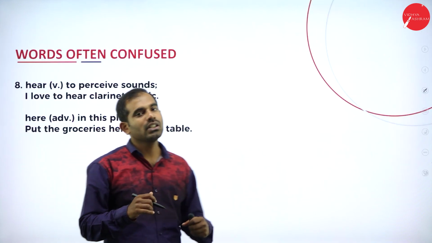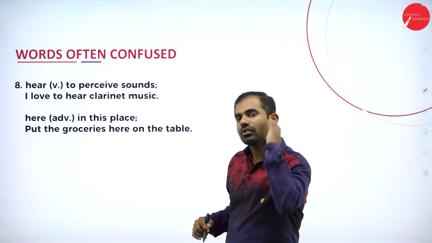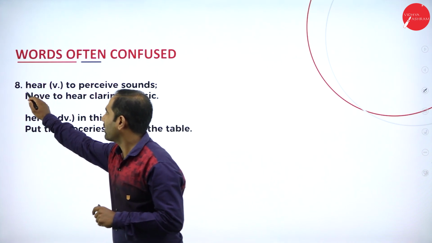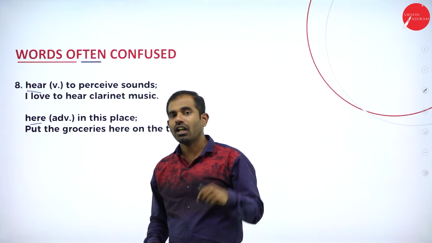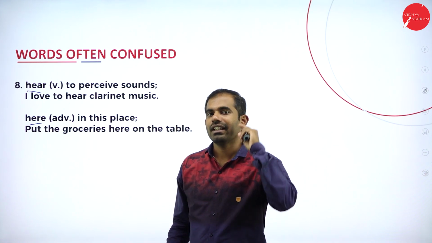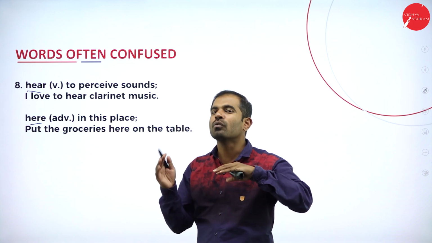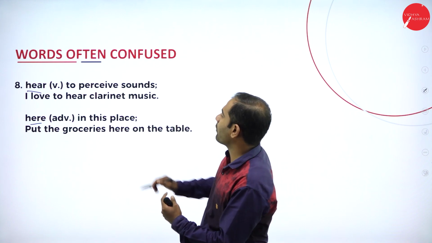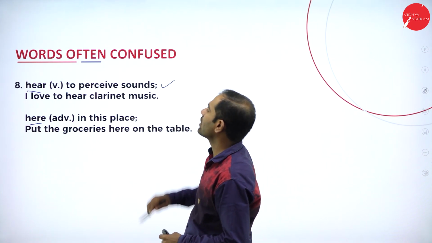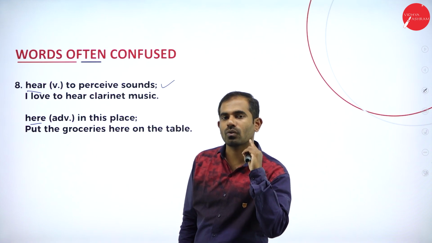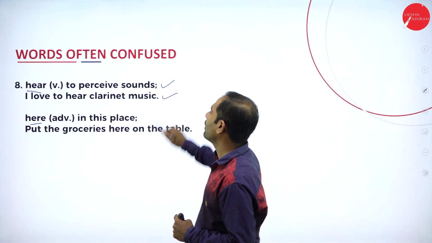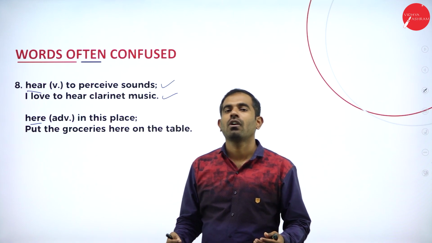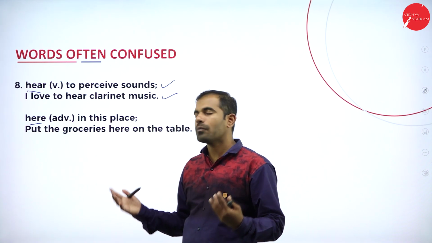Next one, the 8th one, here. Right? When I say here, it almost sounds like hear, here, and ear. Ear is also spelled EAR, so that almost falls into the category of homographs. Let us come back to it. Hear is to perceive sounds. Hear me when I'm talking to you. Listen to me. I love to hear clarinet music or Carnatic music or hip hop or jazz. It could be any music.